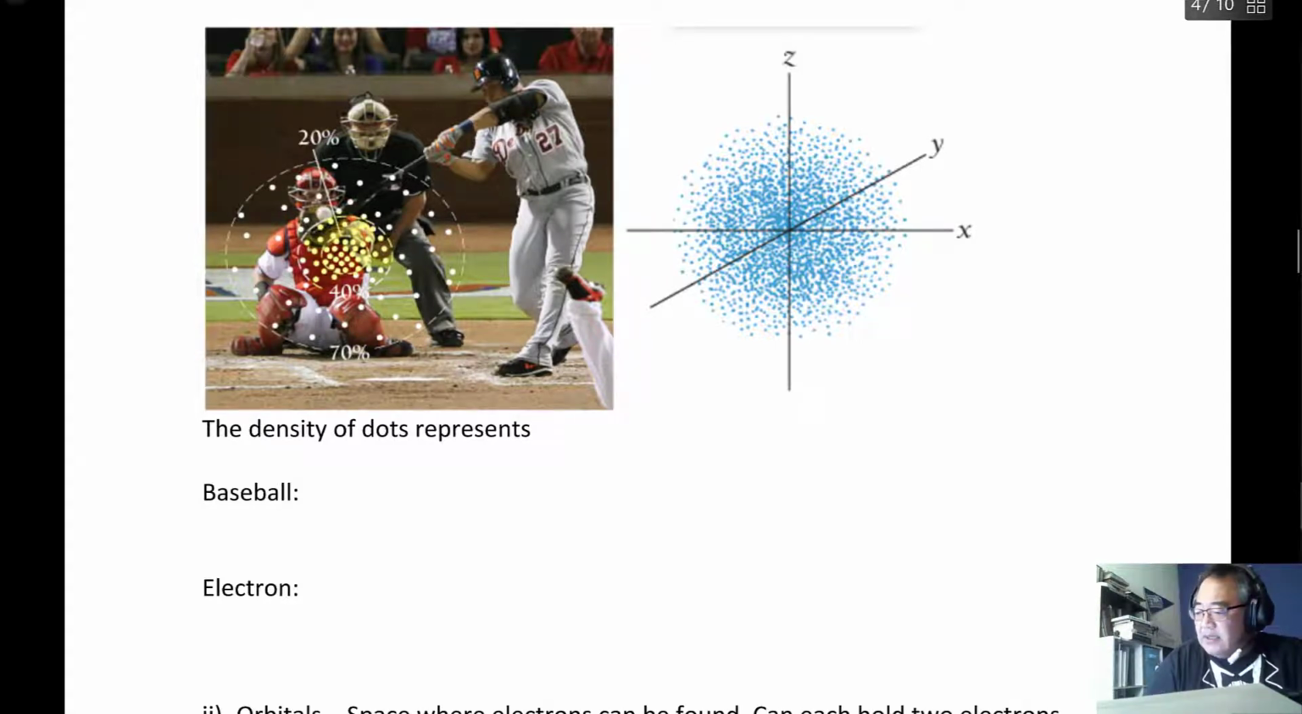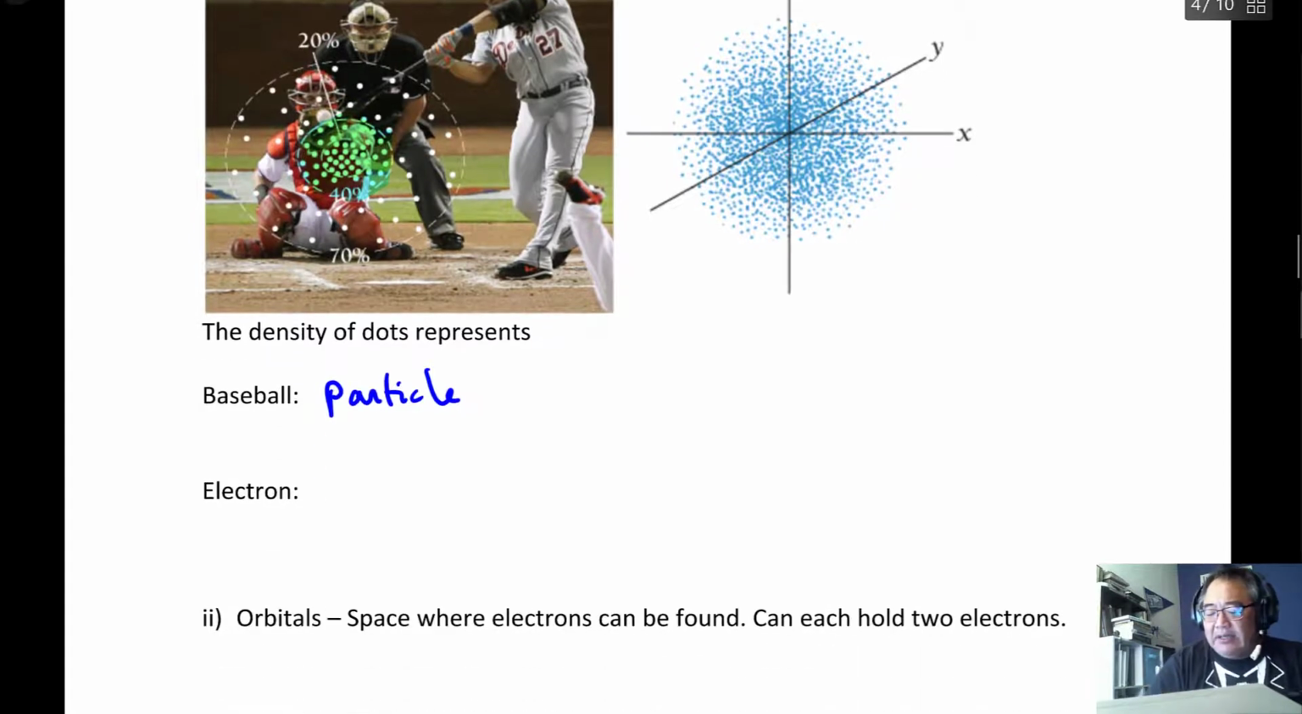Oh, maybe that's not the best color. Let's try this one. And that region right there, right? That's the high probability region for the baseball. And the baseball is definitely a particle. It's something you can see, right? It behaves like a particle. And whether or not something behaves like a particle or wave has a lot to do with the size. And so an electron is really small, and it's going to behave like a wave.